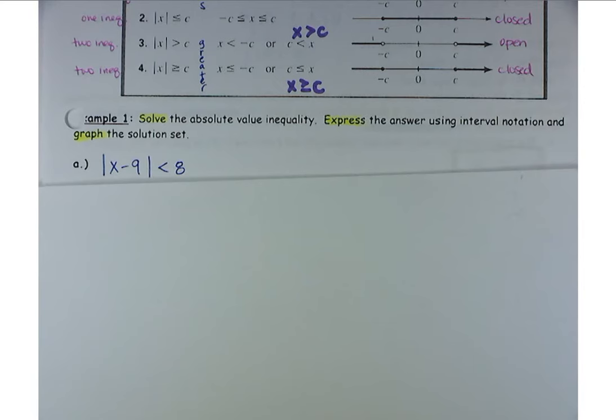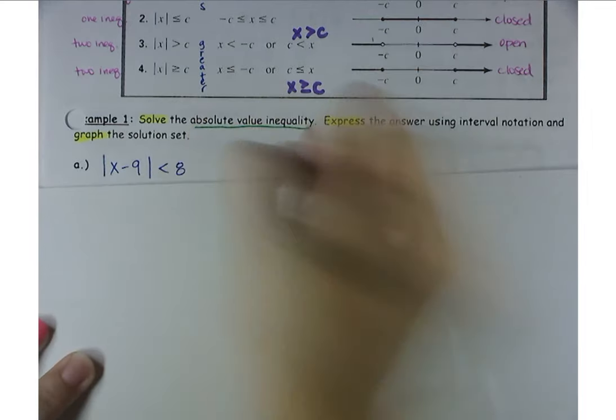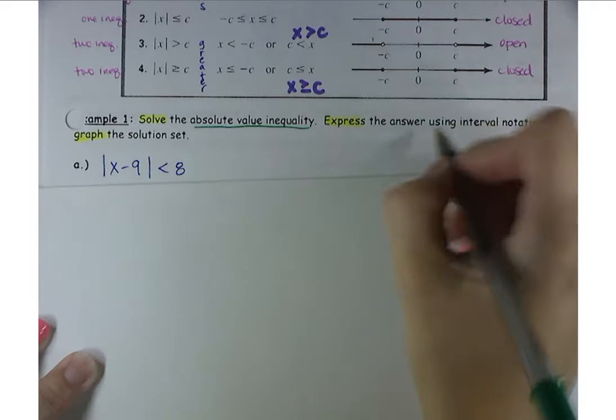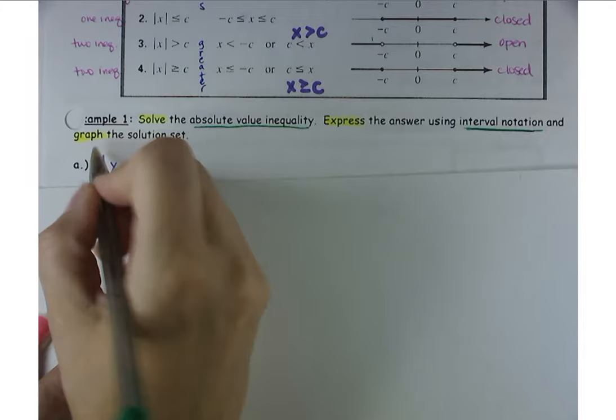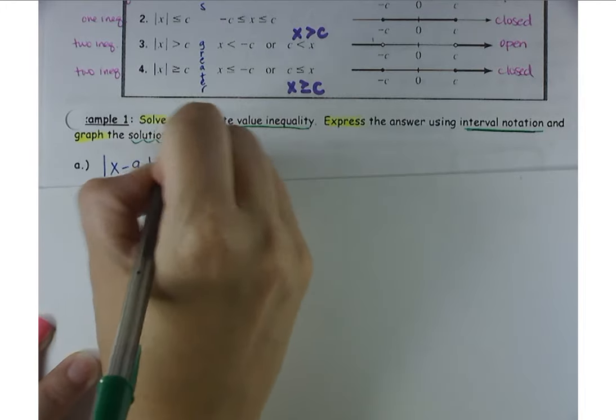Do you guys know what part of speech those words are that I underlined? Solve, express, graph. Yeah, they're all verbs, right? They're all the action words. And then I just like to underline the modifiers. So solve, what are we going to solve? The absolute value inequality. Express, what are we going to express? The answer using interval notation. And then graph, what are we going to graph? The solution set.